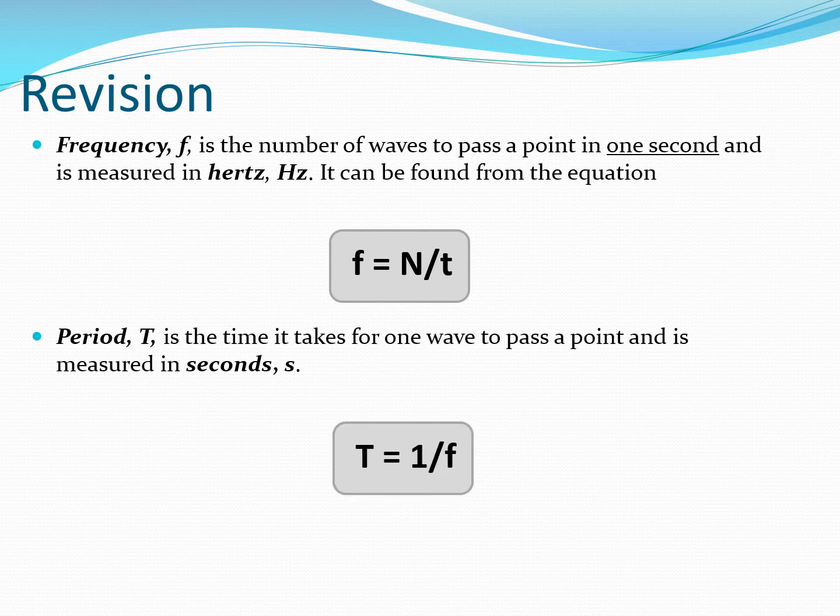And then the period formula, so period T is the time it takes for one wave to pass a point and is measured in seconds. And if you know frequency, you automatically know the period because they have an inverse relationship, which means that T is equal to 1 divided by F.